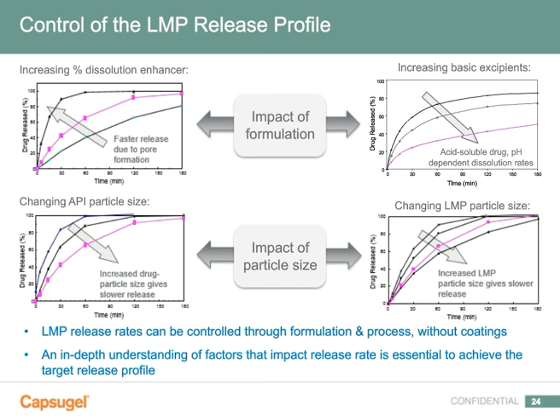The plot on the lower left is looking at API particle size. Again, this gets at the step of API dissolution. As you get smaller and smaller API particles, you see an increase in dissolution rate, again because that step of API dissolution becomes less rate limiting.